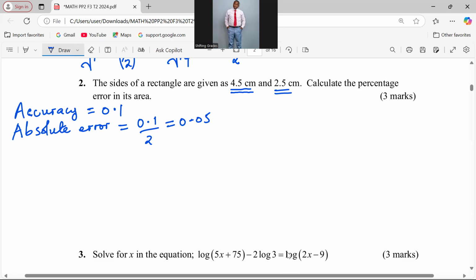Remember, there is absolute error in the recording of dimensions, and there is also absolute error in computations. So we are beginning with absolute error in the recording. So the absolute error when we record a certain value to an accuracy of 0.1 is 0.05. Now with this, we can get the limits. So the length shall be lying between, when we take 4.5, we subtract or add 0.05.